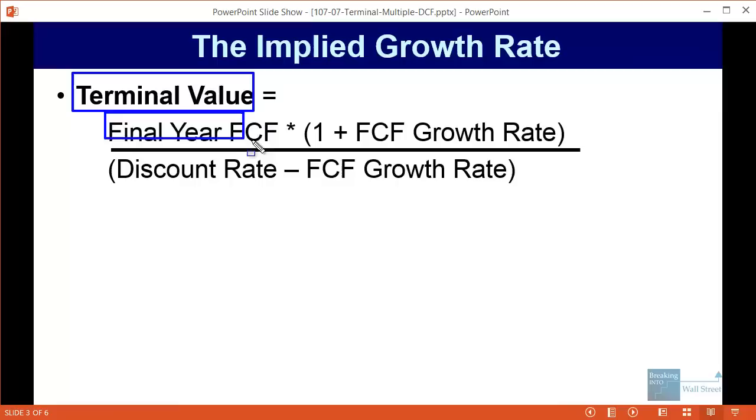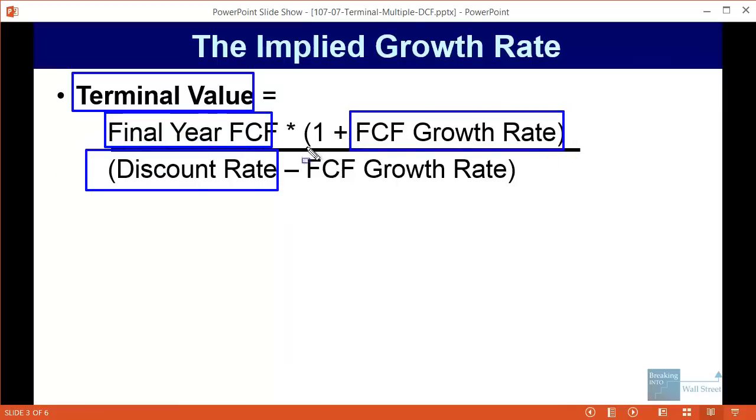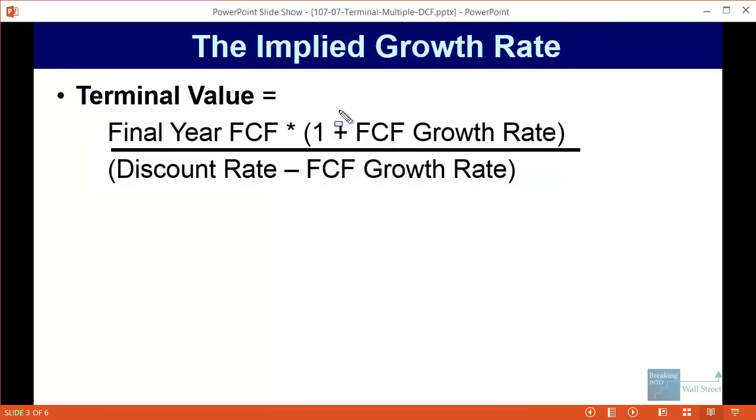We know what our final year free cash flow is, we know what our discount rate is, and so we're going to have to solve this equation for the free cash flow growth rate by rearranging many of these terms. Now it's going to be somewhat challenging because when we do this, as you can see, one of these terms is in the numerator, one is in the denominator, and so I'll have to go through some algebraic manipulation to get them both on the correct side.